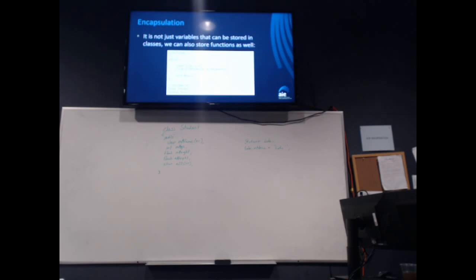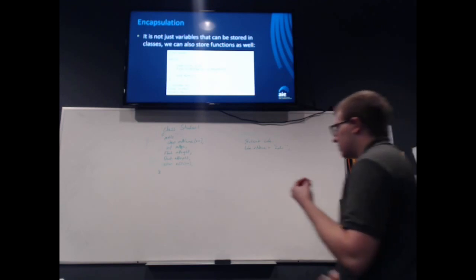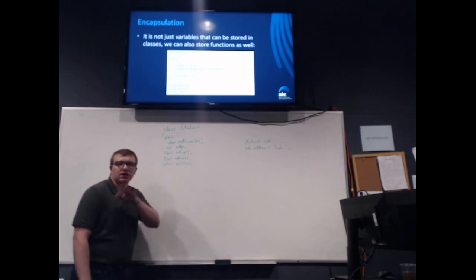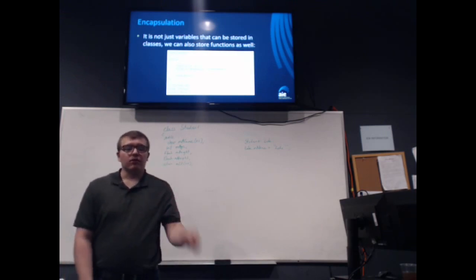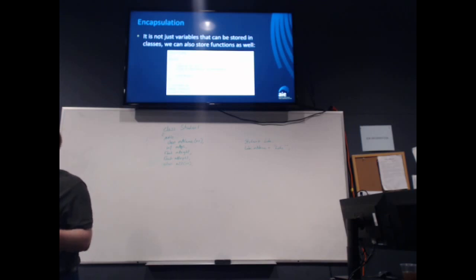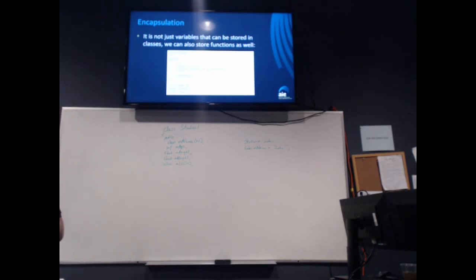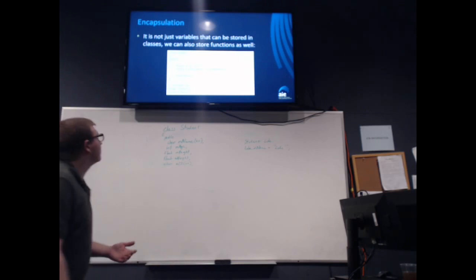So, as I said before with the example, it's not just variables that can be stored in classes. We can also store functions as well. In storing functions, this is where the scoping and prototypes come in handy. We're not going to worry about it right now. We're going to go into the actual header and source files probably this afternoon. And as I mentioned earlier, that's how we're going to separate our stuff.